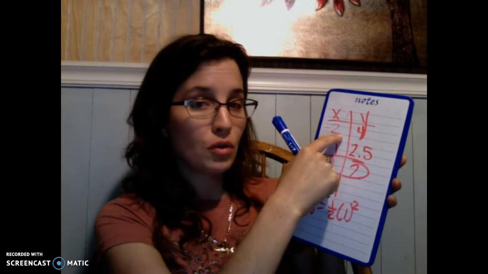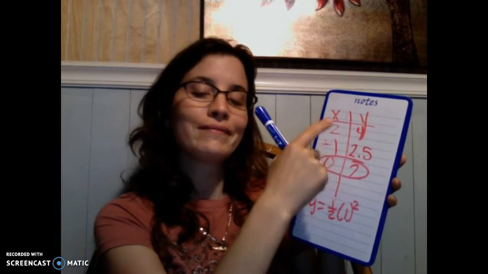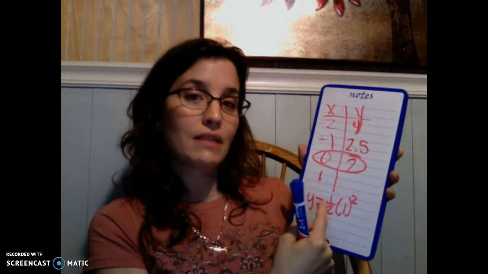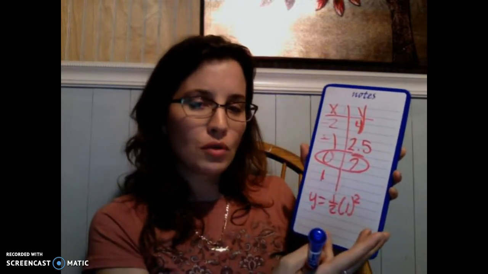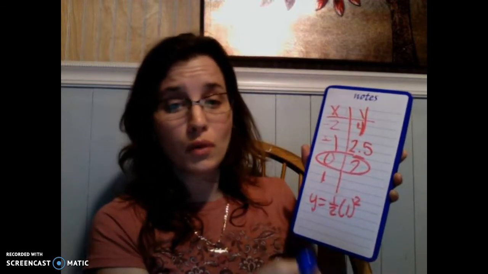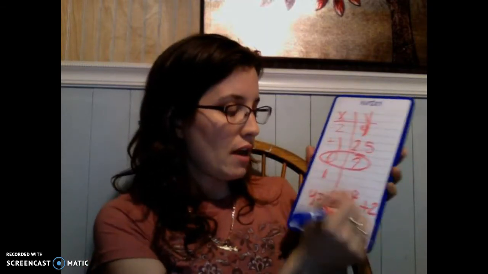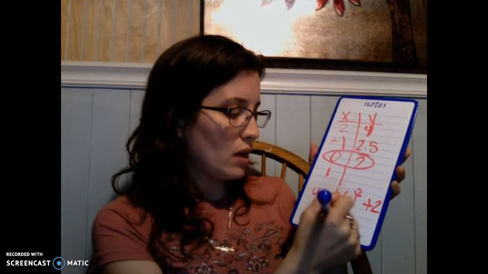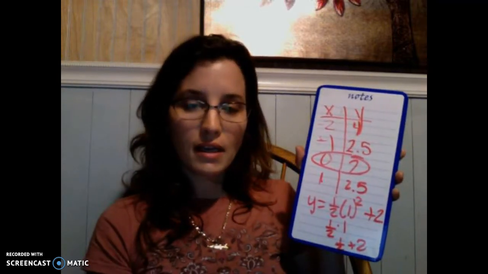So the y value for x equals -2 will be the same as the y value for x equals +2, because -2 squared becomes +4, and 2 squared becomes +4, right? So again, 1 squared is 1. 1 times 1/2 becomes 1/2, and 1/2 plus 2 is 2.5. That's how I know there is my vertex.